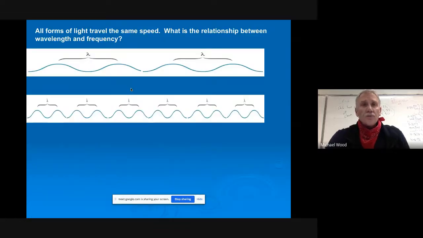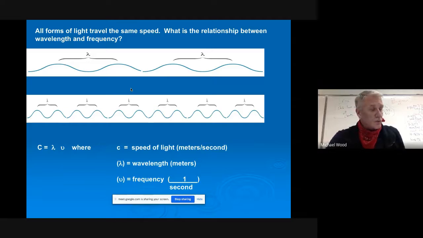All forms of light travel at the same speed. What is the relationship between wavelength and frequency? They are inversely related. As the wavelength goes up, the frequency goes down. So they are oppositely related. A smaller wavelength means a higher frequency, and the opposite is the case as well.